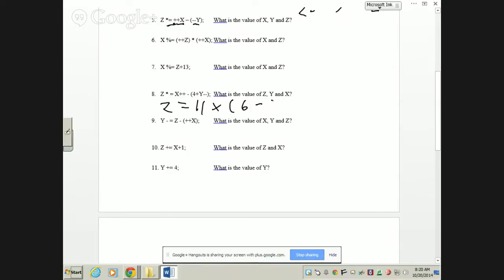And then minus 4 plus y. Again, y still has its original value, which is 9. So 4 plus that is 13. Okay, so that gives us z equals 11 times negative 7. Z equals negative 77. Now we have to take care of the increment and decrement operators that are postfix. So that happens after the assignment. So x becomes 7 and y becomes 8.